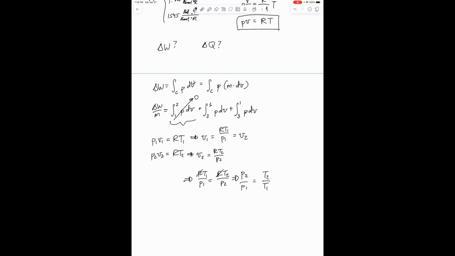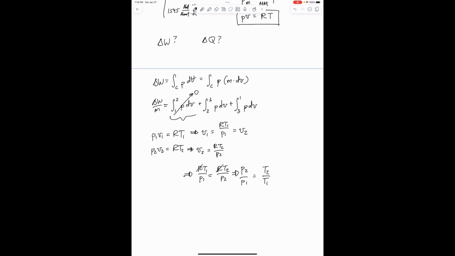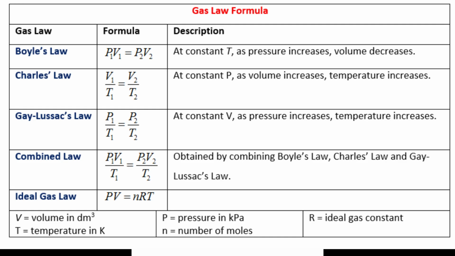I remember this from high school chemistry. It's like a really important law, and I remember taking a quiz on it and everything. So it's just really cool to see it show up again. I don't remember who exactly made this law, but I'll probably look it up later.